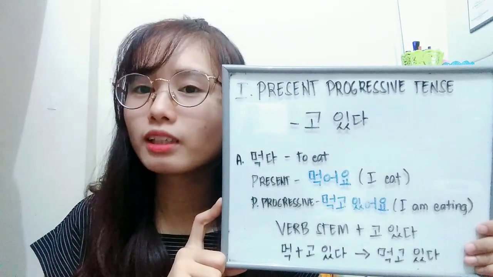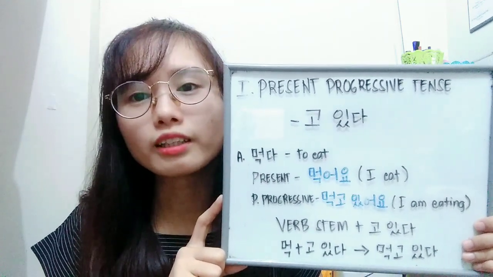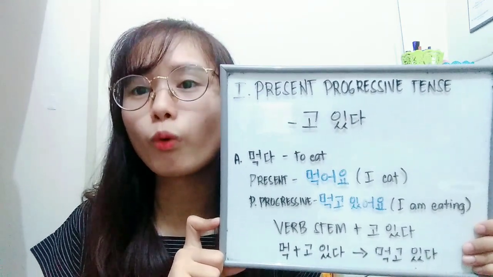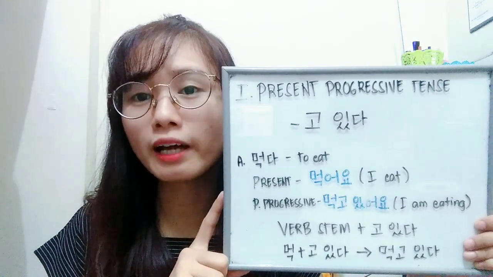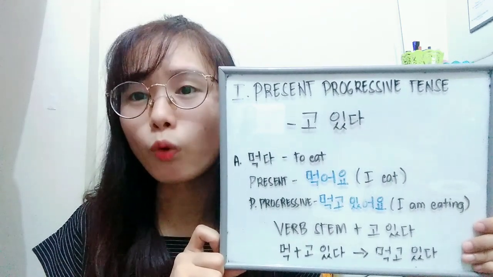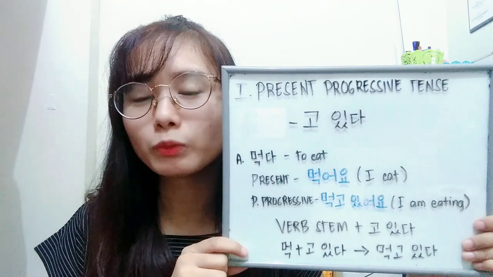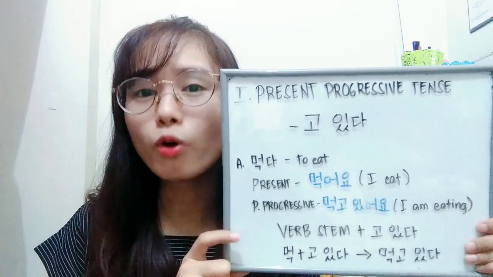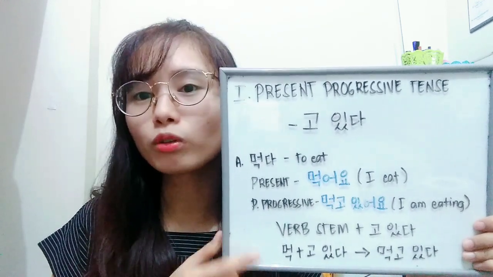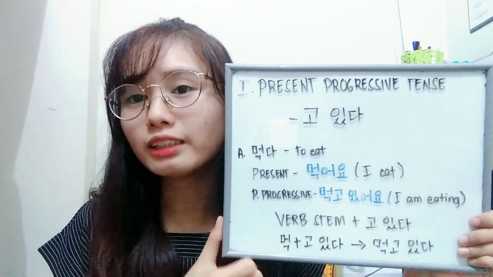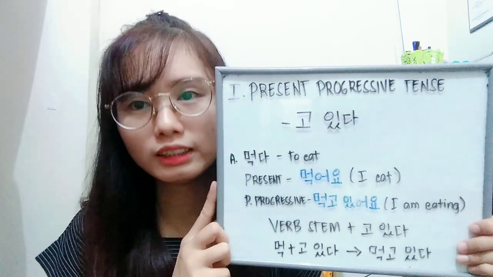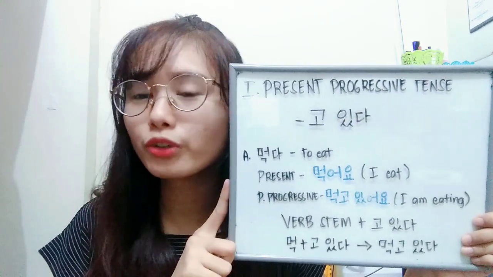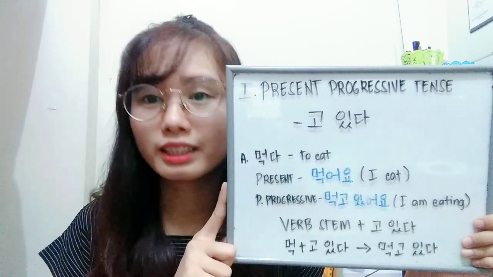So, paano ba natin nakuha si mokko isoyo? So, nakuha natin siya sa pamamagitan ng pattern na verb stem plus ko itta. Ang verb stem ng mokta ay mok plus ko itta. So, walang space between the verb stem and ko. Magkatabi sila. Ang may space is between ko and itta. Okay? So, mokko itta. Present tense, mokko isoyo. So, this could be our example for the present progressive tense.